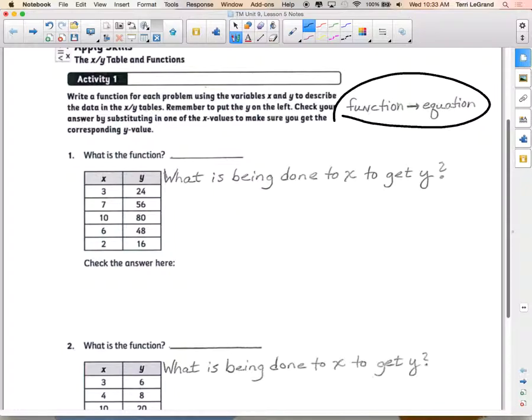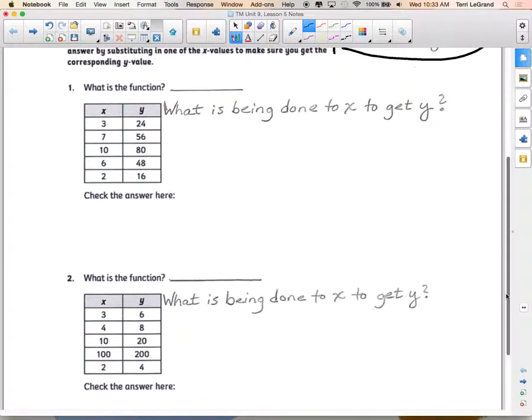So our directions tell us to write a function for each problem using the variables x and y, like they do in the table, to describe the data in the x and y tables. Remember to put the y on the left, or in other words, we're going to set the equation equal to y. We're going to say the output is the result of what we have to do to the input. And then we're supposed to check our answer. We're supposed to take our function, our equation, and substitute one of the x values from the table into it to make sure we get the corresponding y value.